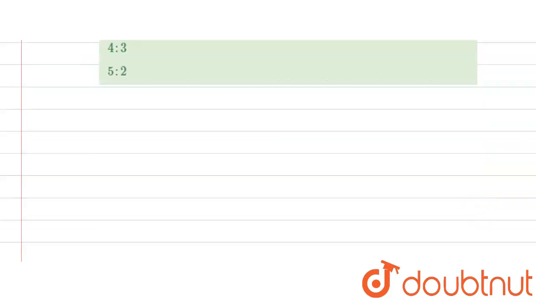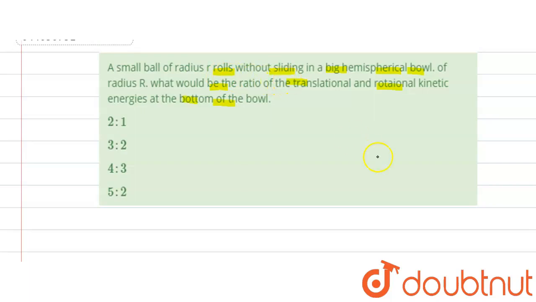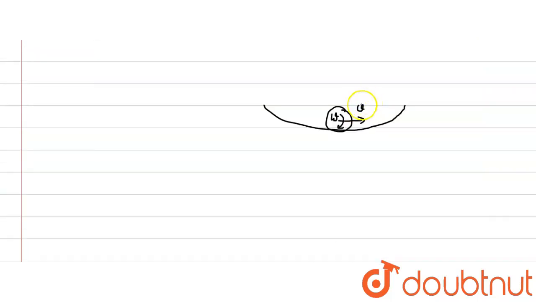So firstly here we can see this is the hemispherical ball, and this small ball is here. This is moving with velocity v, and here the angular velocity is omega. Now here the small ball has radius r, and the hemispherical ball has radius capital R. So now here we can write it rolls without slipping. So here v is equal to r omega. That means if v is equal to r omega, then our condition is satisfied.